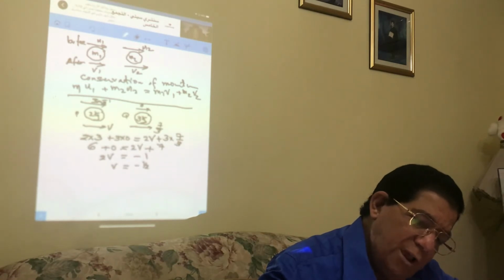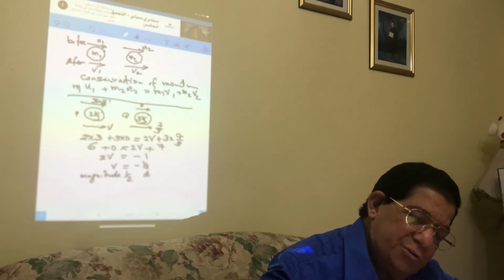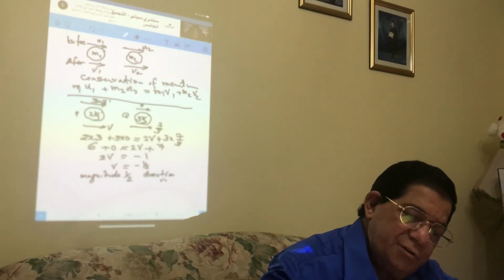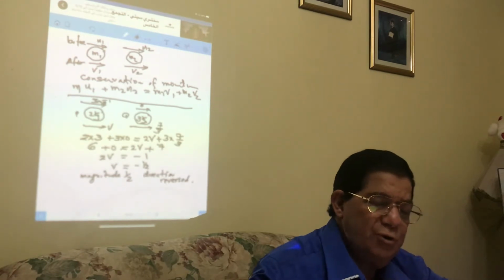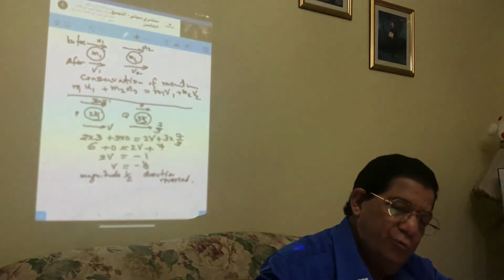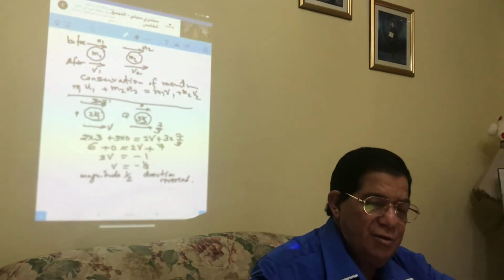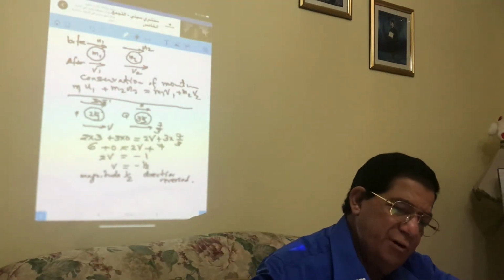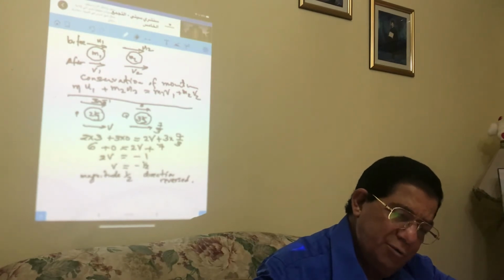And therefore we say in magnitude half and direction reversed. Because it used to move to the right, now it is going to move to the left. This is the first example on collision of two particles.